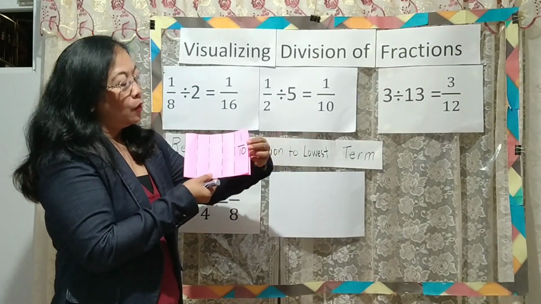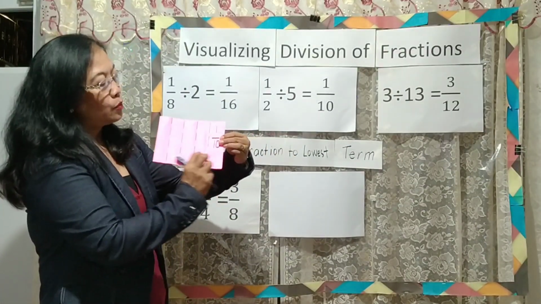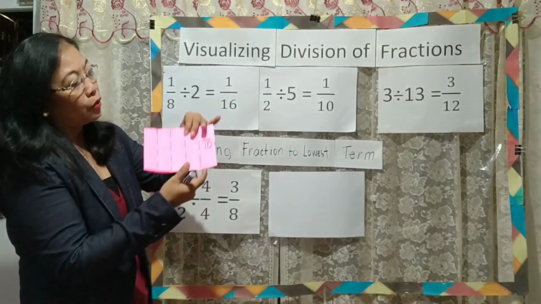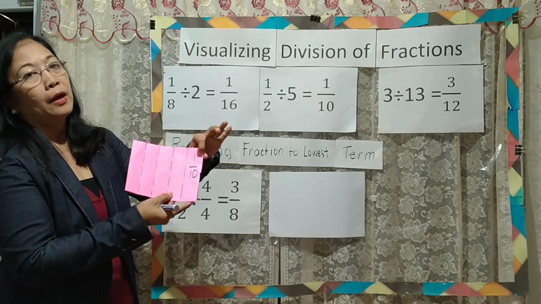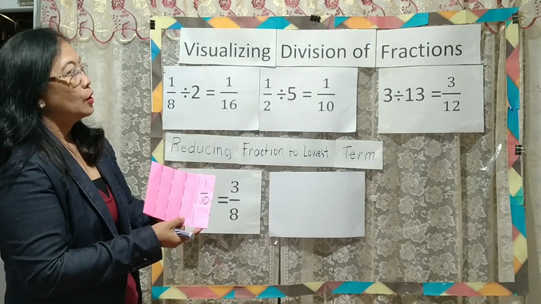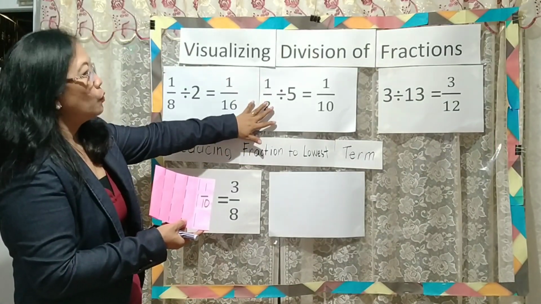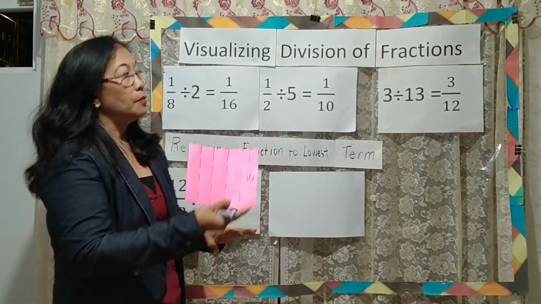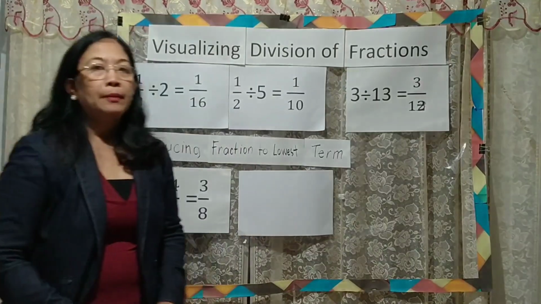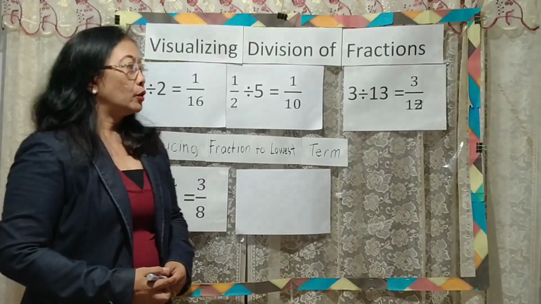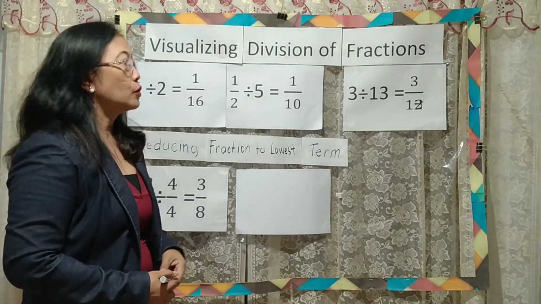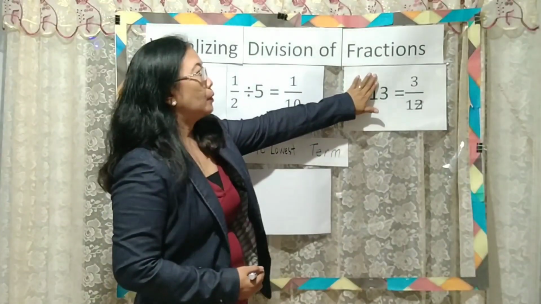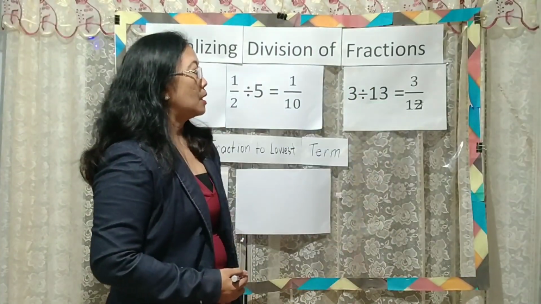So 1/10. Okay, so if you divide this, the 1/2 will become 5, and the other one will become 5. So you get only 1 part of 10 equal parts. So this is how you show 1/2 divided by 5 is equals to 1/10 using models. Before I will discuss further ng operation ng division of fraction, mag-review muna tayo ng mga simple processes in mathematics.